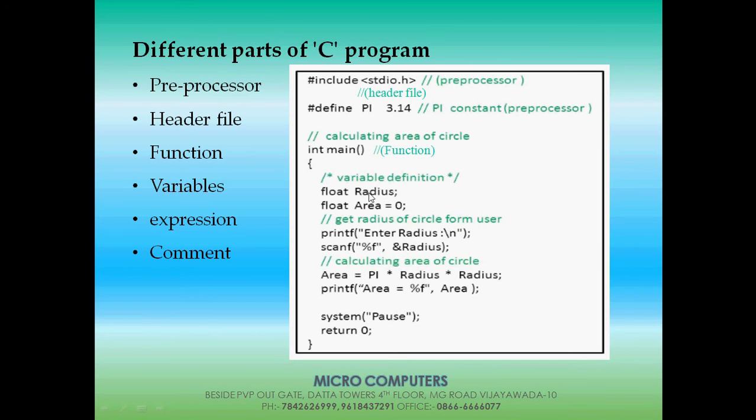Coming to variables, float radius is a variable. This is a variable definition, where float is a data type and radius is a variable, and float area is also a variable, where float is a data type. And here the expression is area is equal to pi into radius. This is an expression, so it ends with a semicolon acting as a terminator.